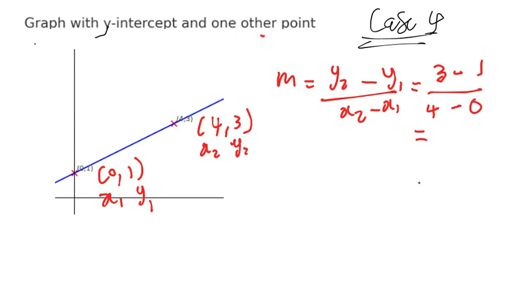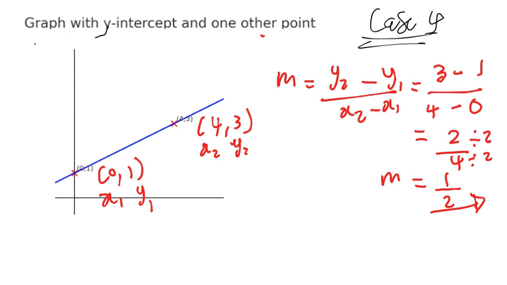Okay, is that making sense, right? Then 3 minus 1 is 2. 4 minus 0 is 4. And when you do this, it's going to simplify to 1 over 2, because you can divide by 2 on both sides here to simplify your fraction. 1 over 2. This is your gradient.